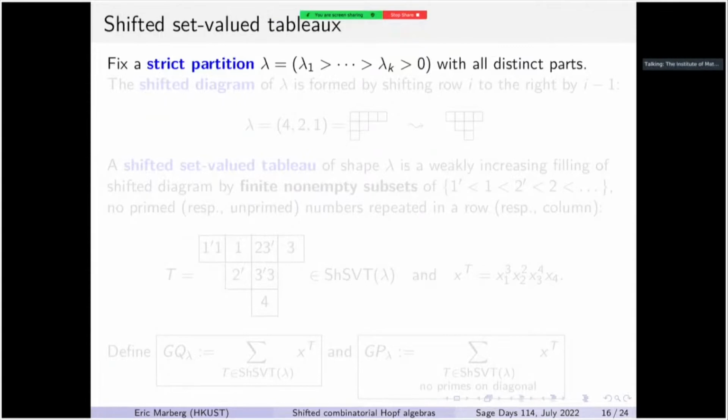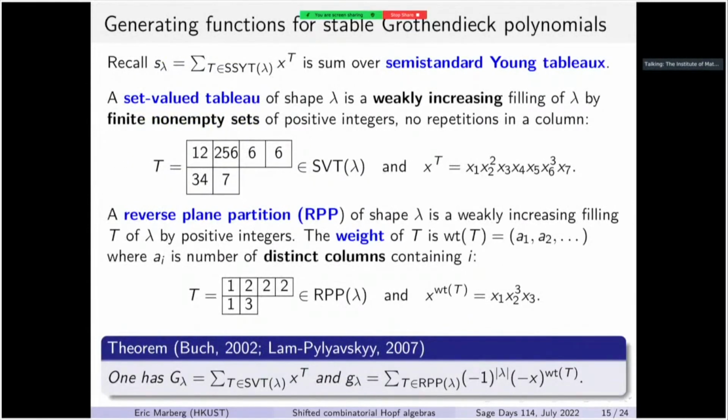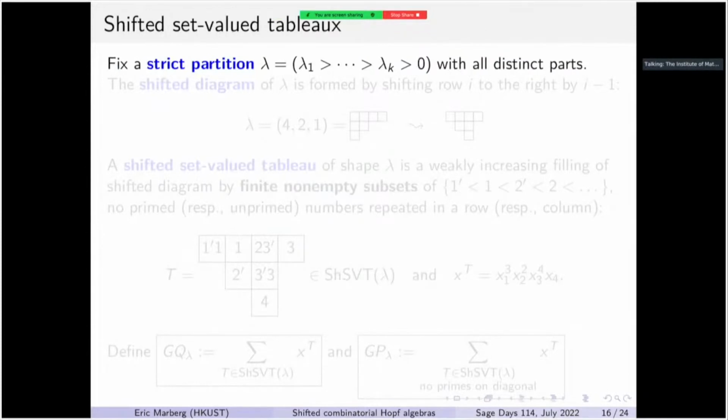So the way we're going to approach this is, well, I just told you these generating functions, and now I want to tell you the natural combinatorial shifted versions before giving any algebraic or K-theoretic motivation. The way we're going to modify these definitions to be shifted is, first, we're going to work with strict partitions, which means all distinct parts.